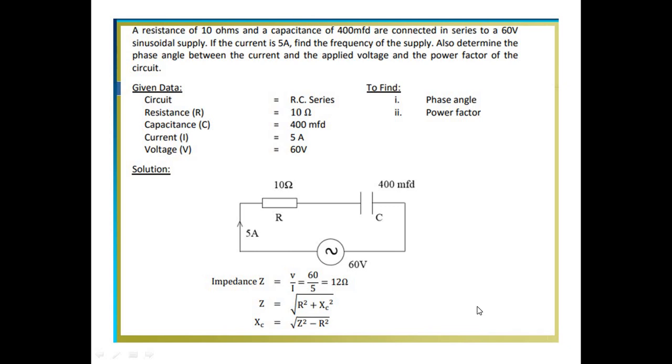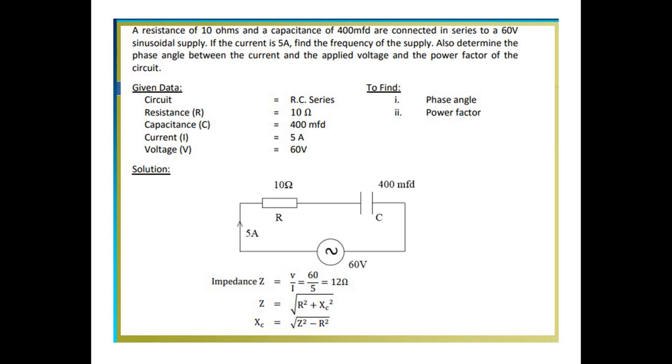And the next one, a simple problem. A resistor of 10 ohm and a capacitance of 400 microfarad are connected in series to a 60 volt sinusoidal supply. If the current is 5 amps, find the frequency of the supply. Also determine the phase angle between current and the applied voltage and the power factor of the circuit.